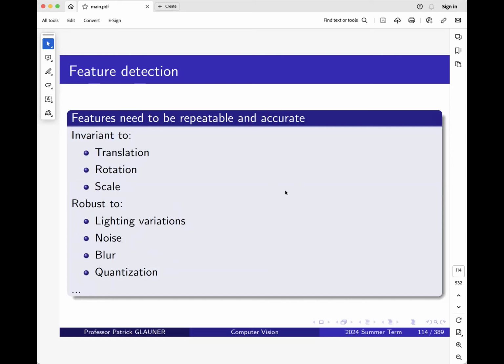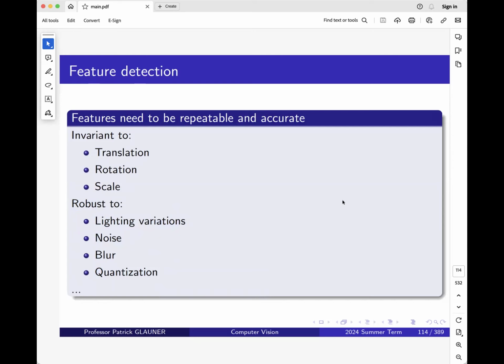Because maybe we don't want to care too much if the object is very close to the camera or further away. I just want the same features. If the object is not always in the center of the image, but a bit left or right, I still want the same features, if the object is rotated, plus all these other factors. That's my hope, but we will see that that's not always the case.